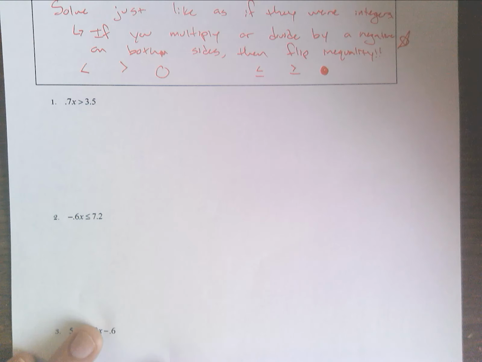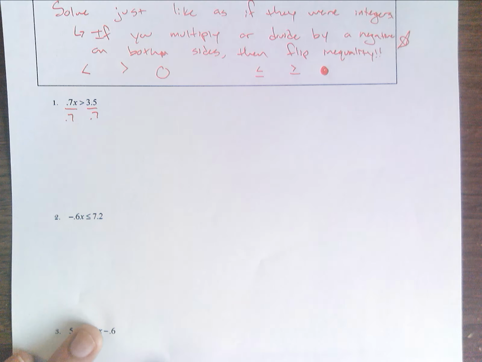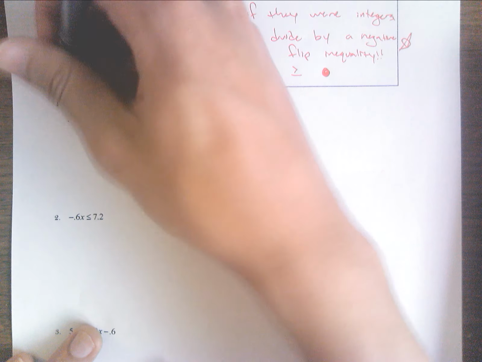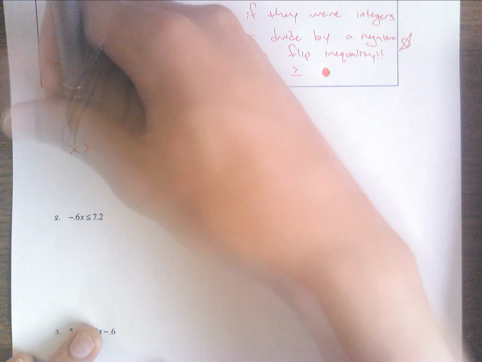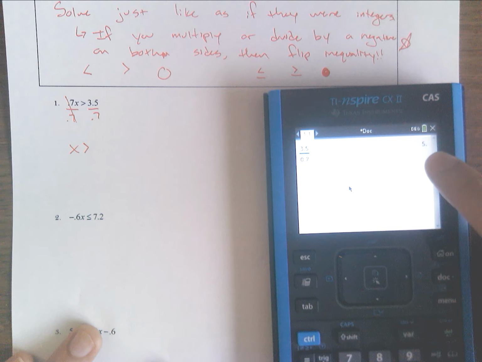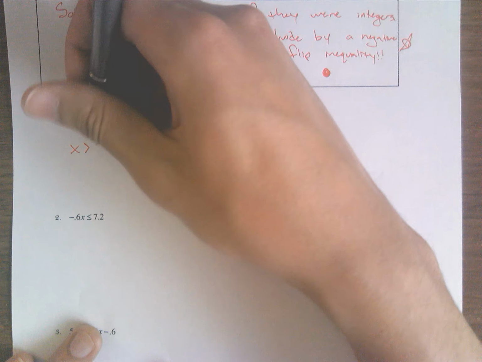Here we have 0.7x is greater than 3.5. So in order to solve this for x, we first divide by 0.7. Now, is 0.7 positive or negative? It's positive, so we don't have to worry about flipping the inequality. We're going to need our calculator. So we have x is greater than 3.5 divided by 0.7, which gives us 5. On your calculator, it'll say 5 point, just know that this is 5. Okay, so x is greater than 5.